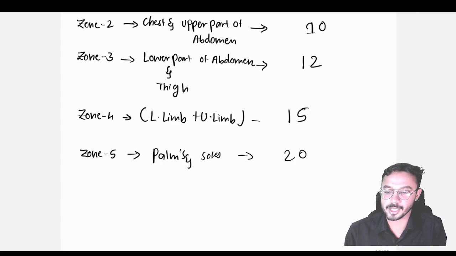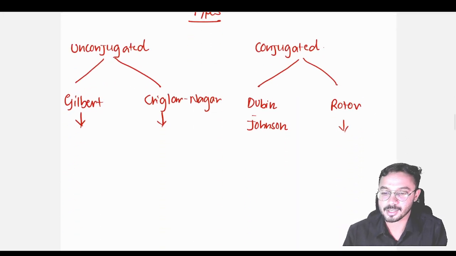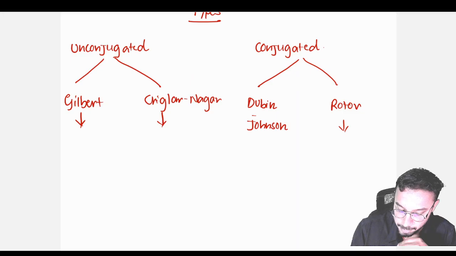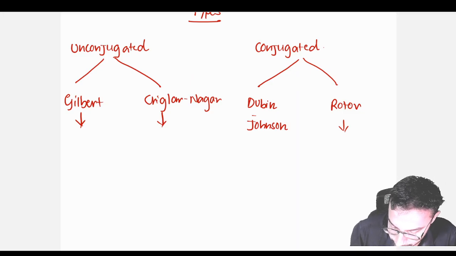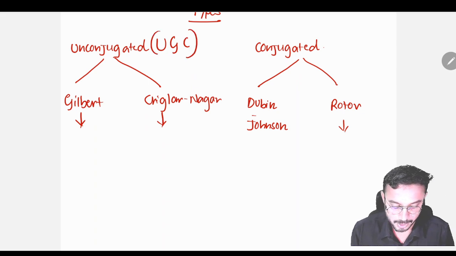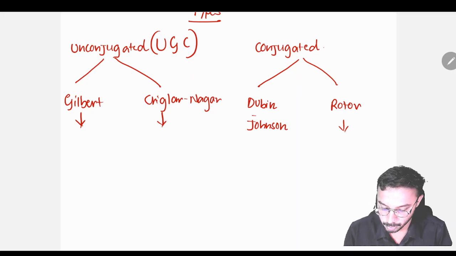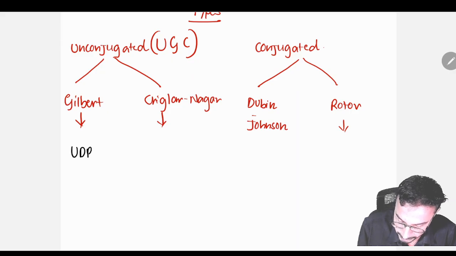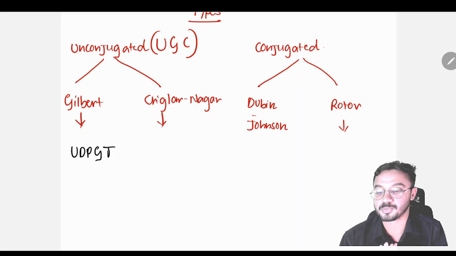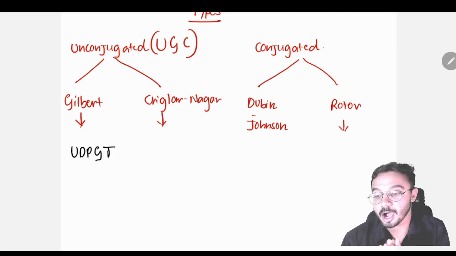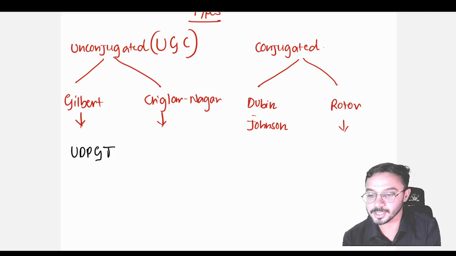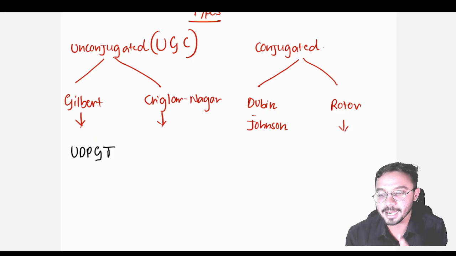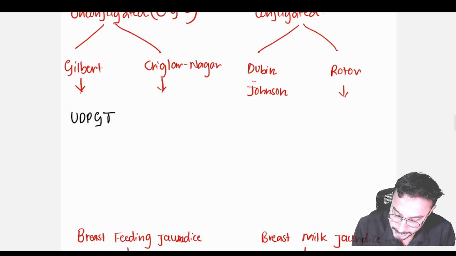And next, very important, that is types. Unconjugated bilirubin, where you will find it, and conjugated bilirubin, where you will find it. Remember the mnemonic for unconjugated: UGC. Gilbert syndrome and Crigler-Najjar syndrome. In Gilbert, UDPGT, which we all know is responsible for converting unconjugated bilirubin into conjugated bilirubin, has lost activity or is absent.